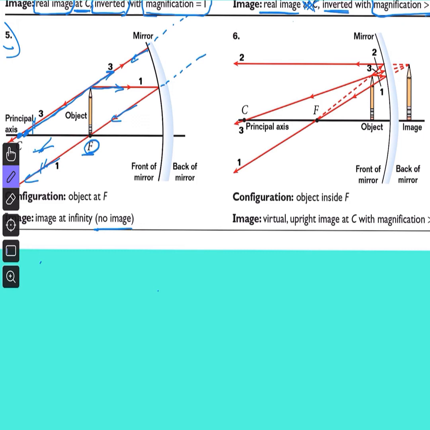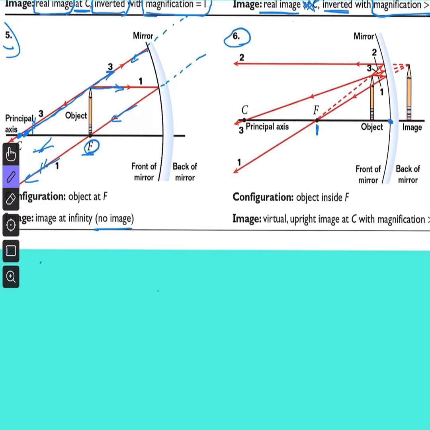There is no image for case number 5, which is when the object is at infinity. So when you stand in front of a concave mirror at the focal point, you won't be able to see yourself. Okay, the last case, which is the most important one, is the virtual one. We will explain why.